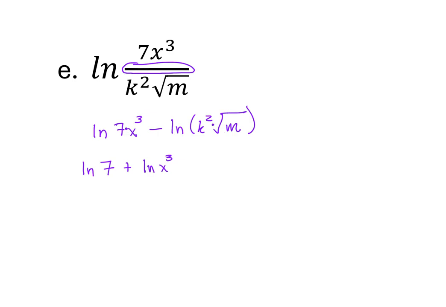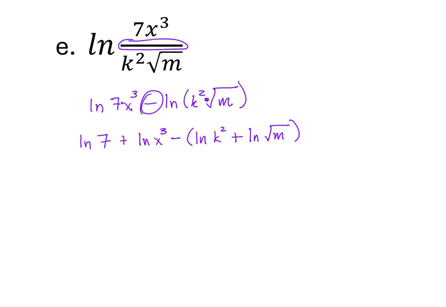Now we do need to be careful because we want to make sure that we keep that minus sign through both of these. So this is going to be minus natural log of k squared. I'm going to put my parentheses on the outside just so that we can see what this looks like. Square root of m. So my multiplication turns into addition, but we do have that minus sign on the outside that we need to make sure we keep applied to both.